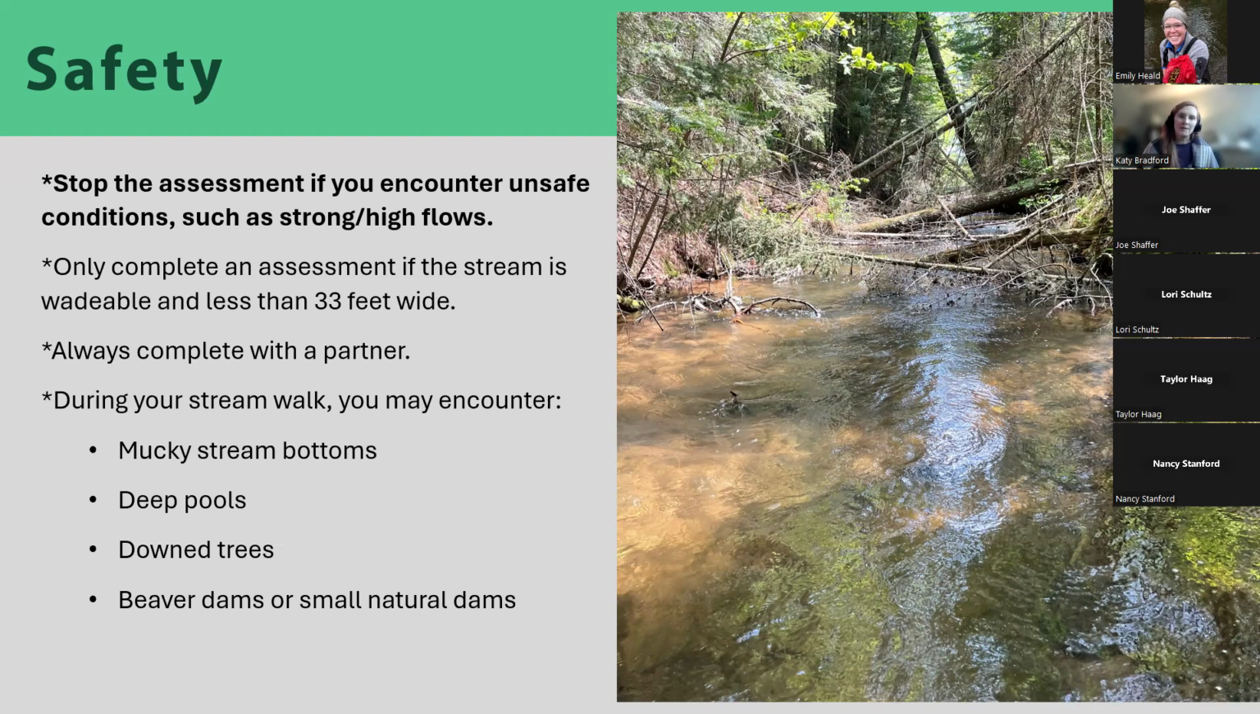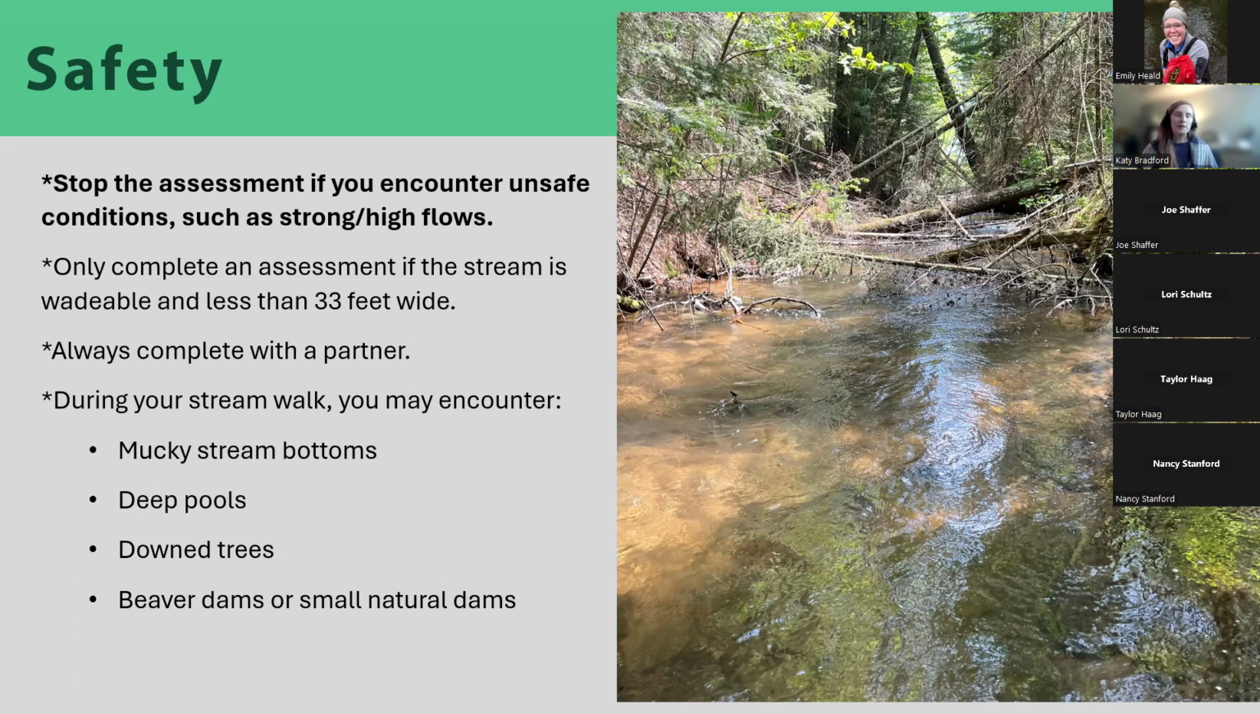Always bring a partner with you. This is honestly impossible to do without a partner because you're taking some measurements, but it's also for safety. Bring at least one other person with you. And then during your stream walk, just know you may encounter mucky stream bottoms, which are hard to wade through because they create suction on your boots or waders. And the muck can be super deep too. So be safe there. You don't want to get stuck.